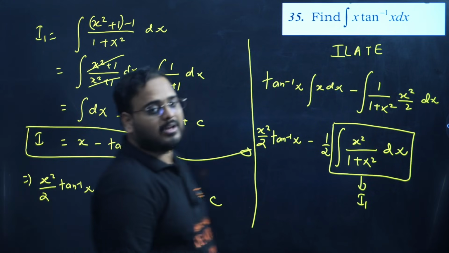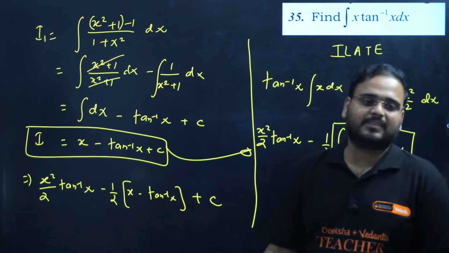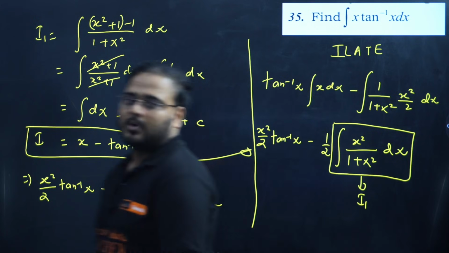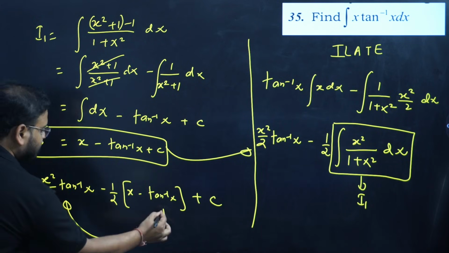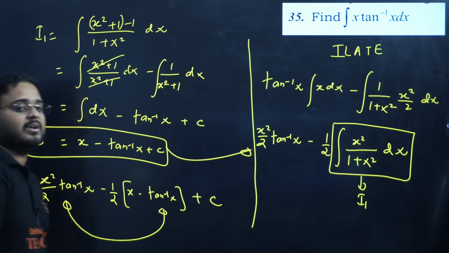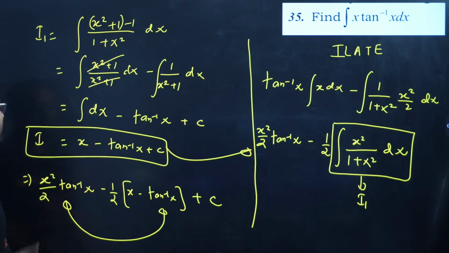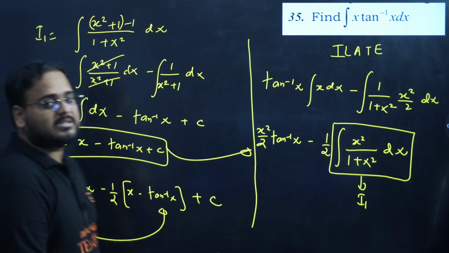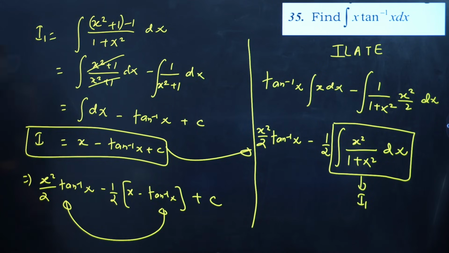Okay, if you want, you can open the bracket and simplify further. Minus x by 2 and plus tan inverse of x by 2. Okay, you can take further common between this term and this term over here. You will have x square plus 1, tan inverse of x by 2, x square plus 1 in the bracket, minus x by 2 plus c. No problem. Have a look. 35th one is also done.